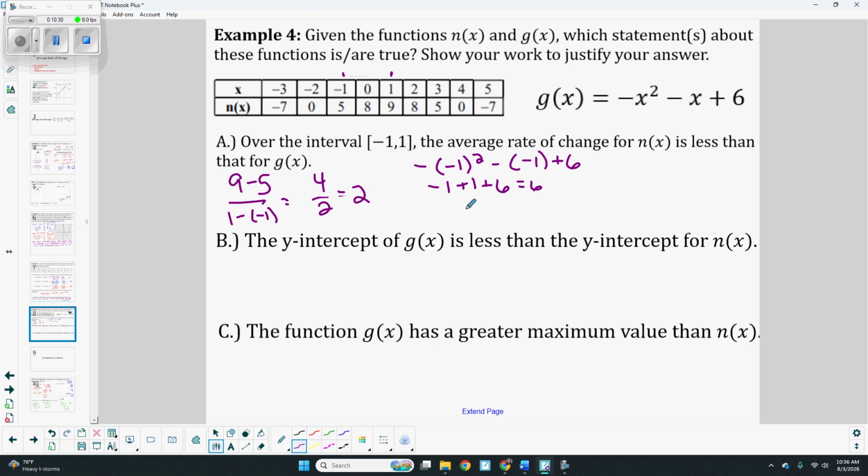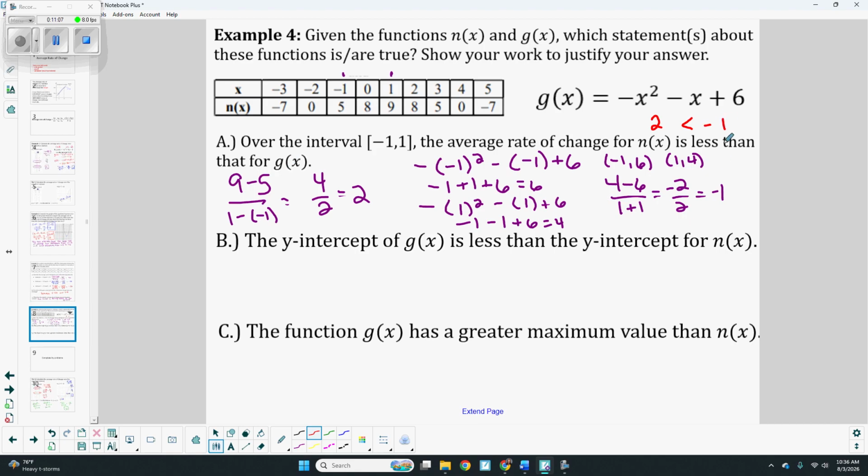Plugging in positive 1, we have a negative 1 minus 1 plus 6. That's 4. So we have the point negative 1, 6, and positive 1, 4. So that's going to be 4 minus 6 over 1 minus negative 1. We get negative 1. So they're saying the average rate of change for n of x, which was 2, is less than the average rate of g of x, which was negative 1. So 2 is not less than negative 1, so this is out. This is not true.